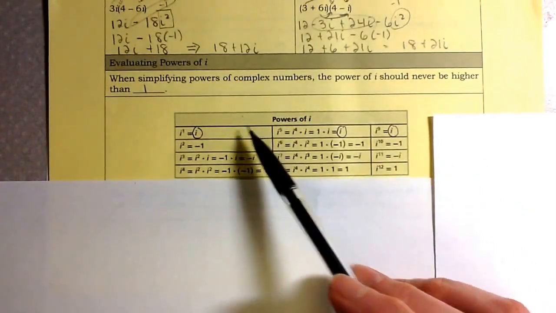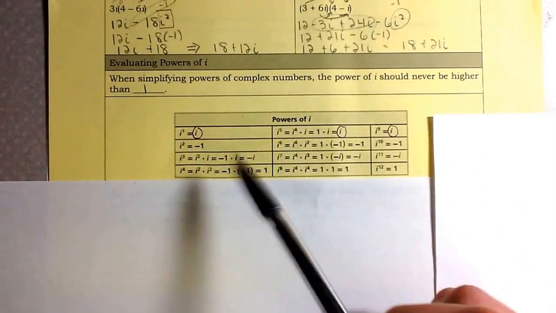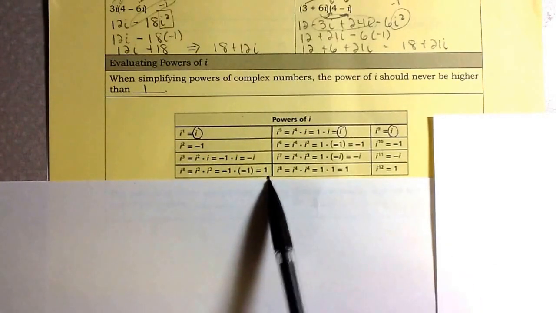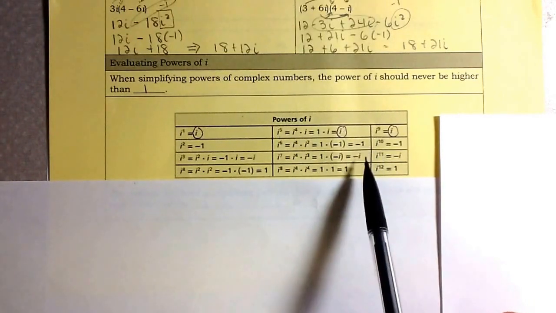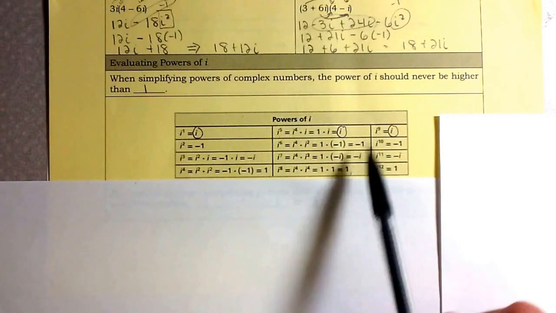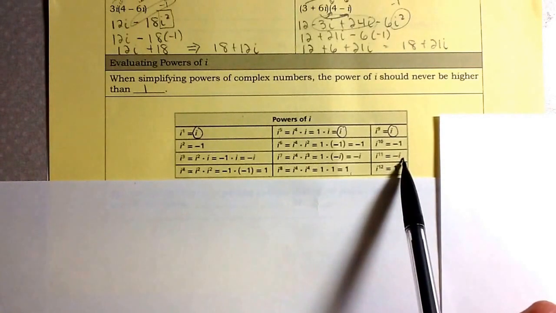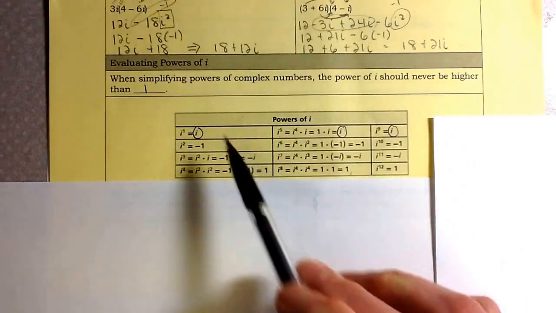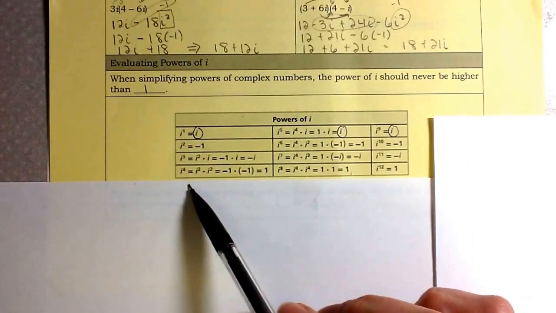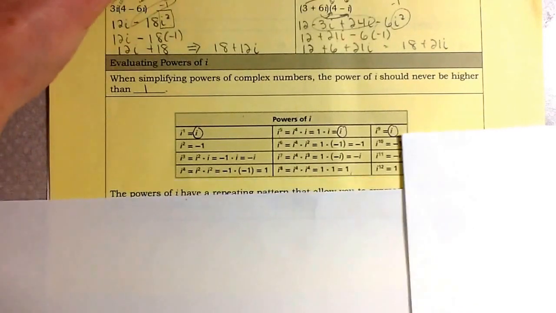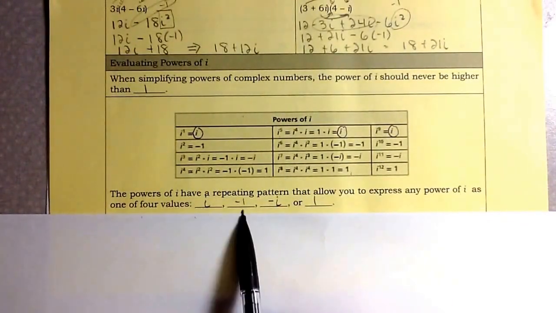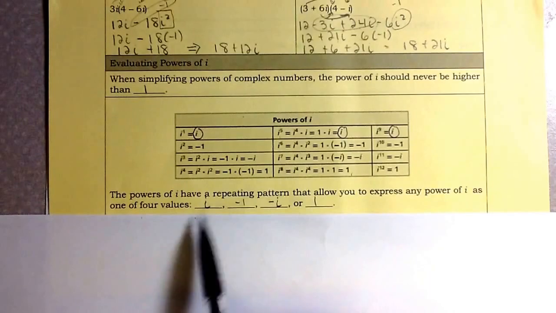Now, if you notice, they're all in groups of 4. You have 4 powers of i: i, -1, -i, 1, and then you go to the 5th power, and it's i, -1, -i, 1. And then you go to the 9th power, and it's i, -1, -i, 1. So you have 4 powers of i, and then the pattern repeats. So the powers of i have a repeating pattern that allows you to express any power of i as one of 4 values: i, -1, -i, 1. And you'll need to memorize this pattern.